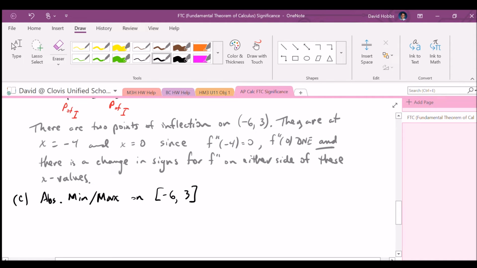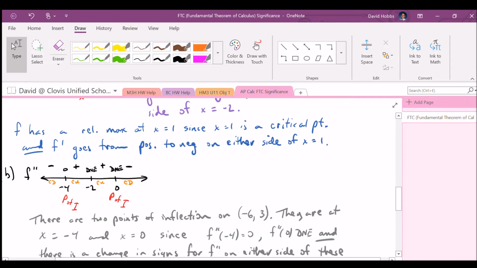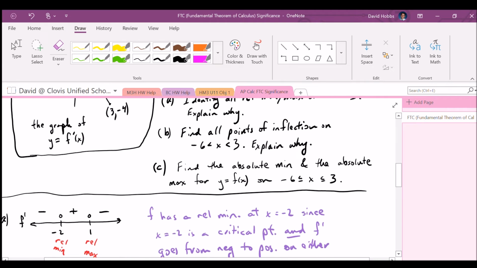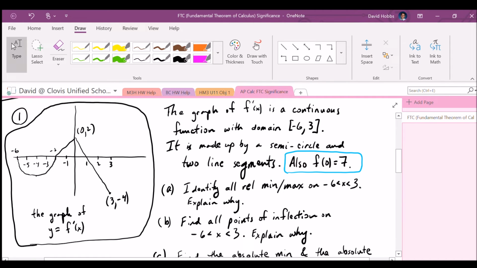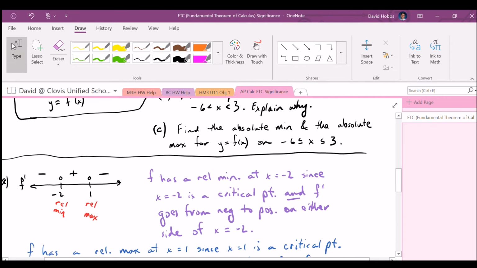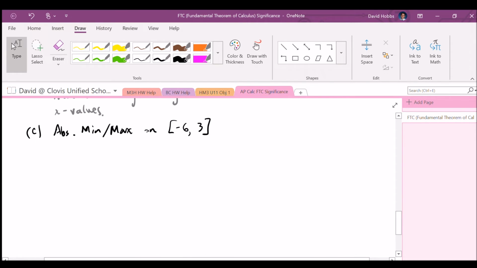Okay, finally doing part C, the absolute min and max on the closed interval from -6 to 3. Now remember, anytime you're doing an absolute min or max, it has to be a closed interval. Otherwise, you're not guaranteed to have an absolute min or an absolute maximum. So we need to check the endpoints. We also need to check any relative extrema that are also in that interval. Both our relative min and our relative maximum are inside of that interval. Doesn't really matter which ones you check first. Just make it orderly and show what's going on. I think I'll check the relative extrema first.